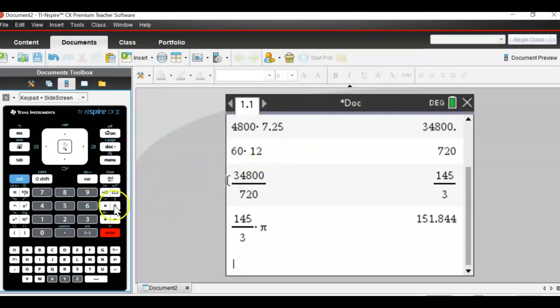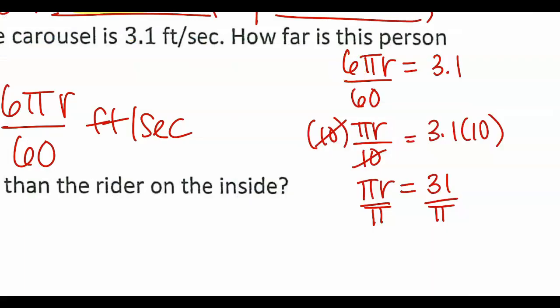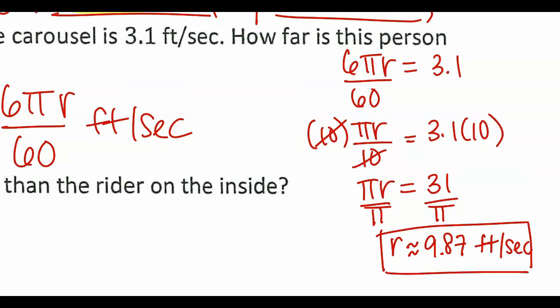We're going to take that 31, divide it by pi, and we're going to get 9.867. Let me move this over. This will be about, r is going to equal approximately 9.87. And we're going to do that in feet per second. That's your rate. Or excuse me, your radius. So since this is your radius, let me actually write that out before I forget.